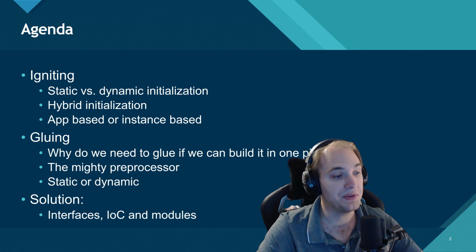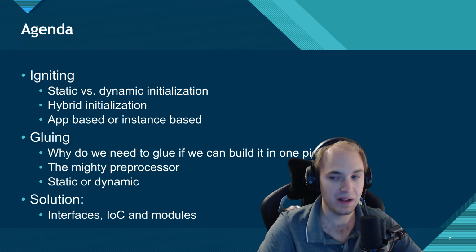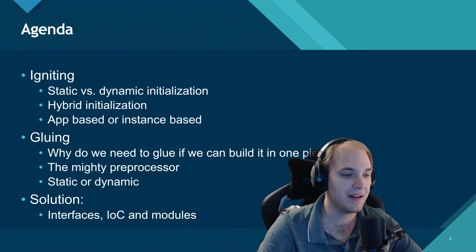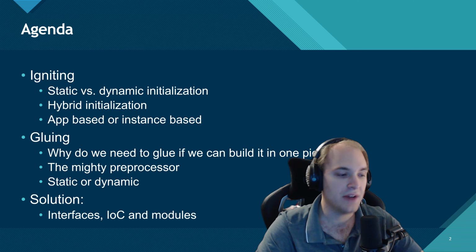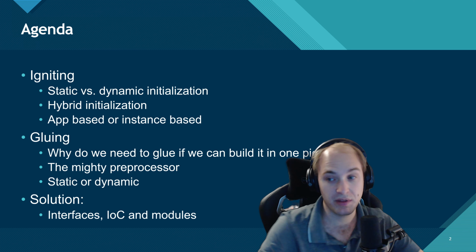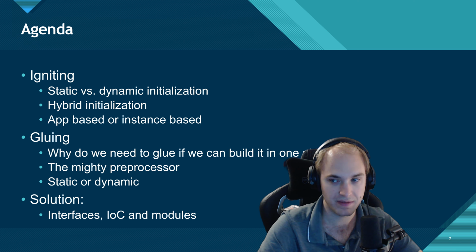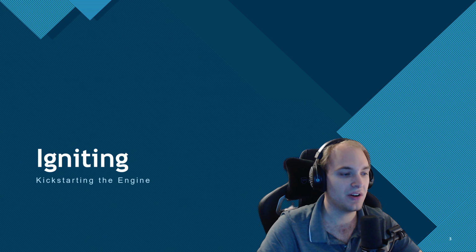Then I want to talk about gluing. Why do we need glue if we can build code in one piece? What the mighty preprocessor is doing, and static or dynamic gluing. After that, we're going to talk about a solution that we're going to employ throughout the next videos, which are going to be interfaces, inversion of control, and modules. All right, so let's get started and talk about igniting.